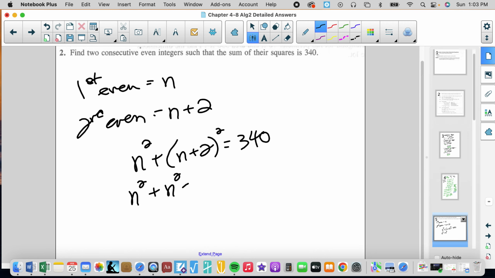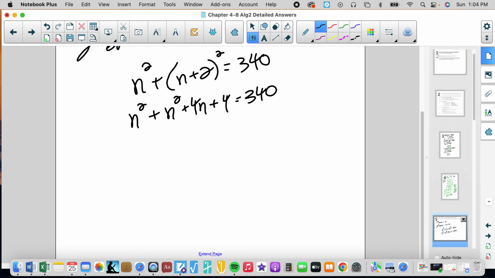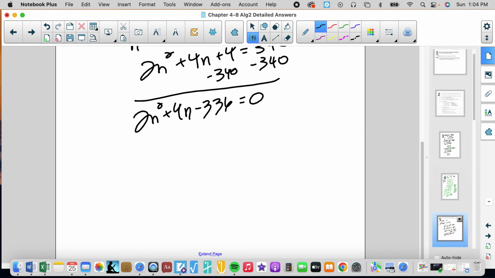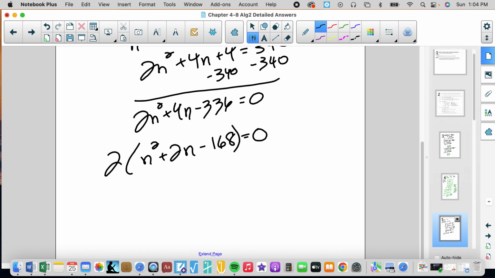We should know that that's going to equal 4n plus 4 equals 340. We should be able to square those. 2n squared plus 4n plus 4 equals 340. Set it equal to 0. 2n squared plus 4n minus 336 equals 0. Let's factor out a 2. We get 2 times (n squared plus 2n minus 168) equals 0. Let's just make sure.